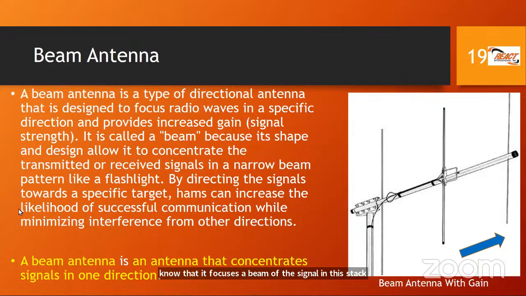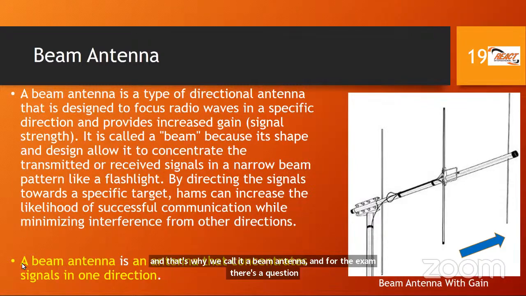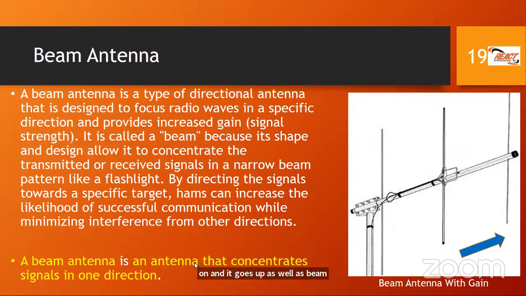And for the exam, there's a question, and it goes as follows. A beam antenna is an antenna that concentrates signals in one direction, which is pretty much what we just said a beam antenna was, right? It concentrates the signal, the transmission, in one direction.